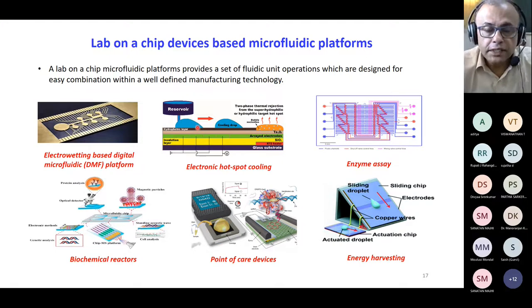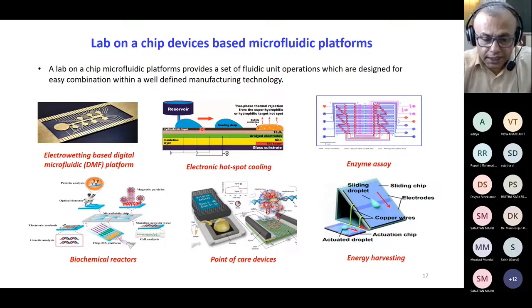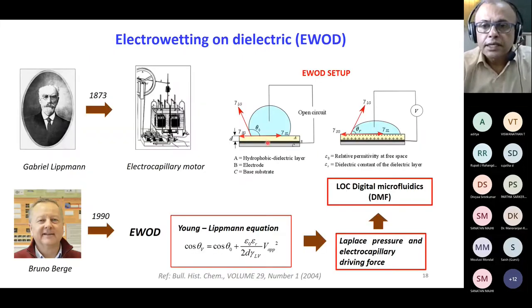One part of this study is how to actuate a droplet. A single droplet I want to actuate for some specific application, maybe for an electrochemical reaction process, maybe for drug testing, where a small amount of a new drug is to be tested. In that case, we can utilize this platform. The basic principle here is electrowetting on dielectric, EWOD, the electrowetting on dielectric setup.